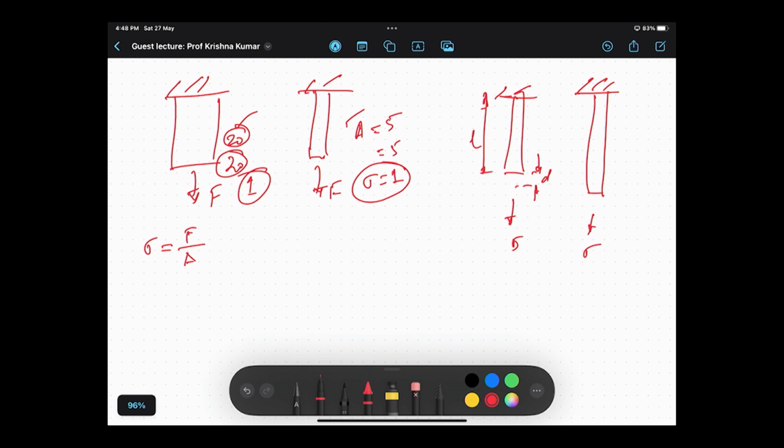And he called a strain D by L. He found that this quantity D by L for a given stress for the same material is the same. So in other words, if the length is high, D is high, so the strains are the same. So he found that stress and the strain are related by a quantity called E.